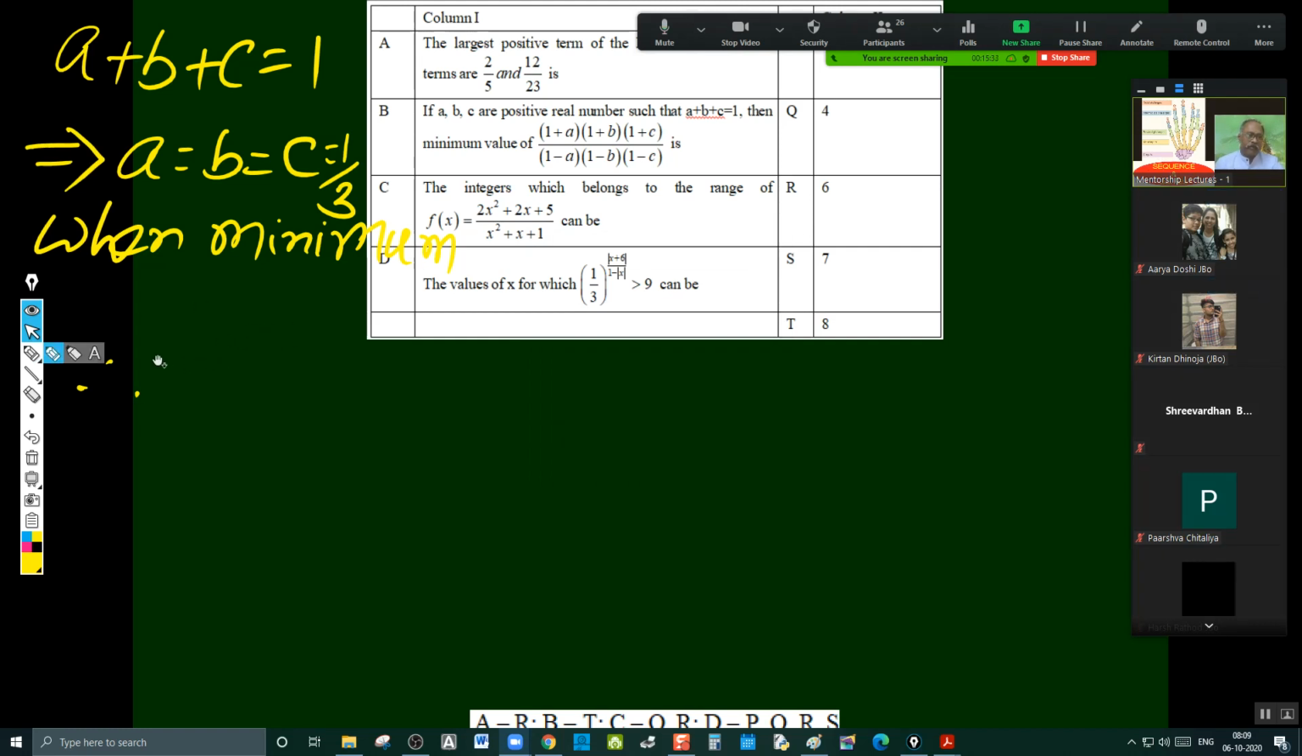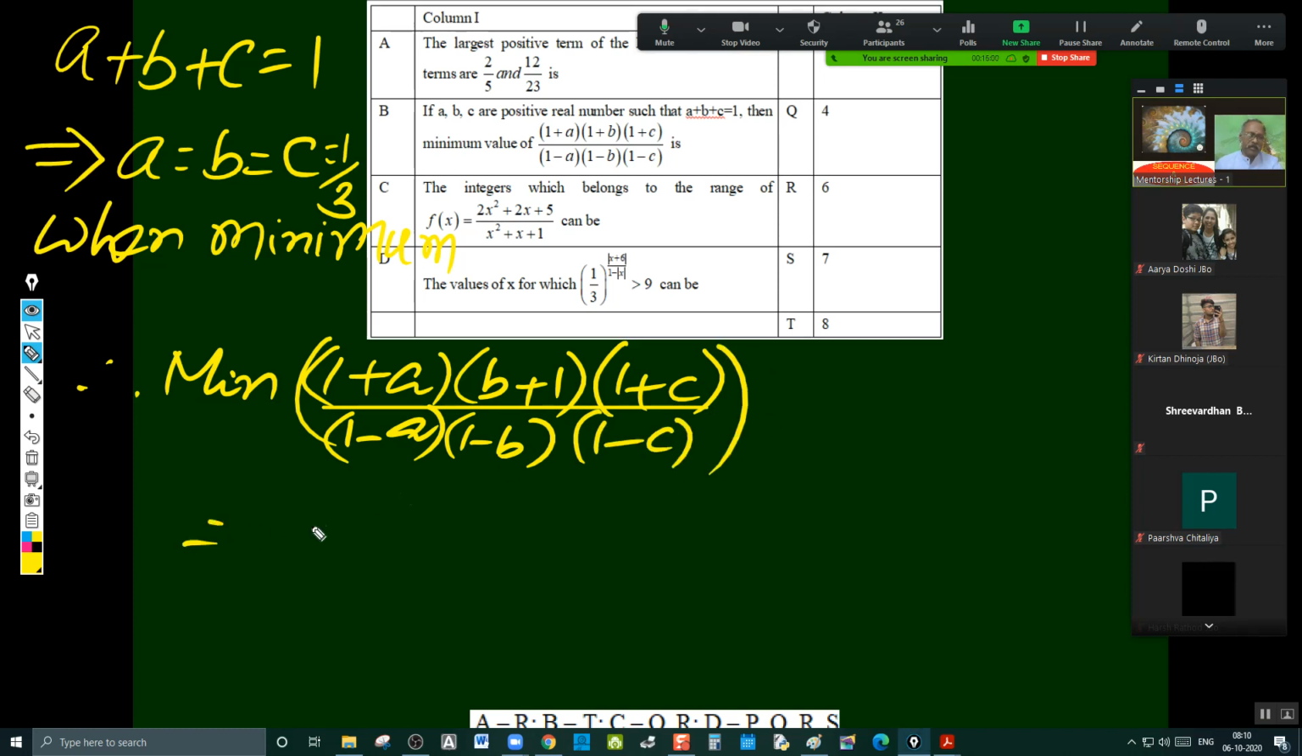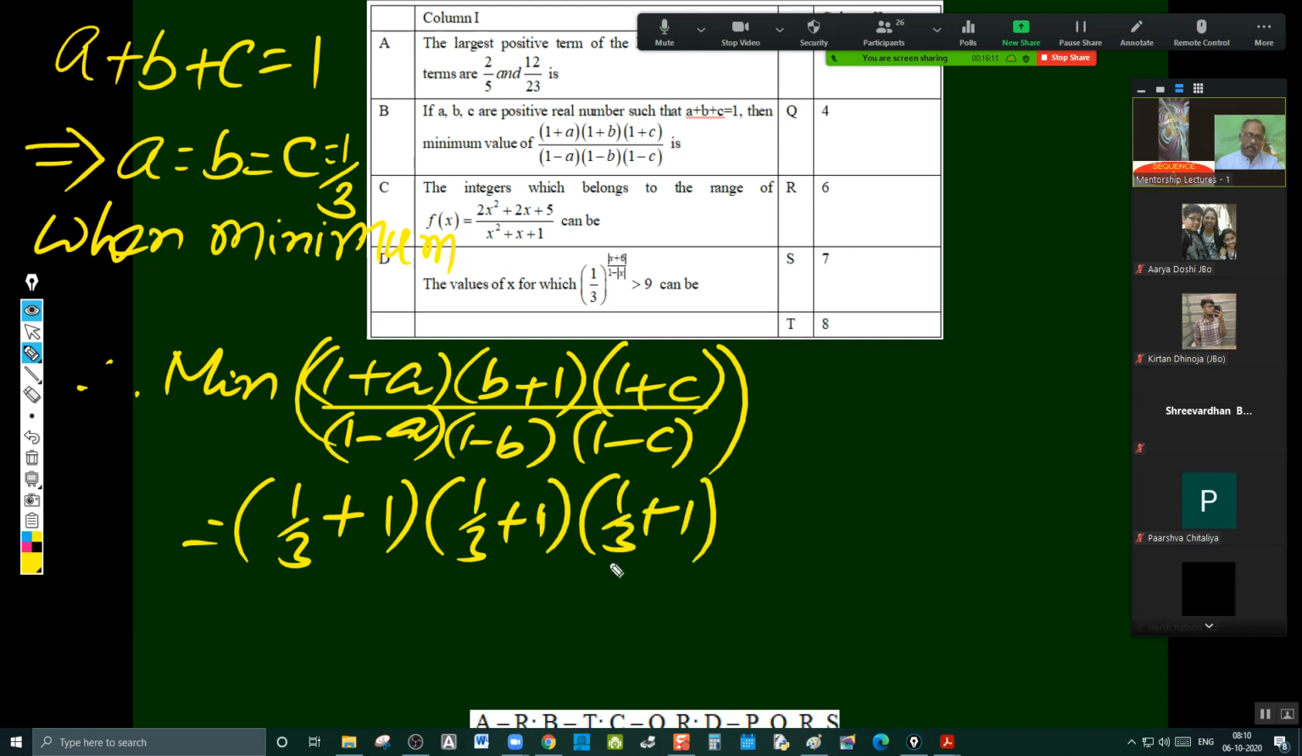If they are equal, each one must be 1 by 3. Therefore, the minimum of (1 plus A) into (1 plus B) into (1 plus C) whole divided by (1 minus A)(1 minus B)(1 minus C) is equal to (1 by 3 plus 1) into (1 by 3 plus 1) into (1 by 3 plus 1), divided by the corresponding terms with 1 minus 1 by 3.